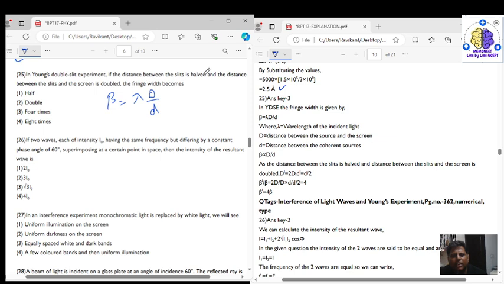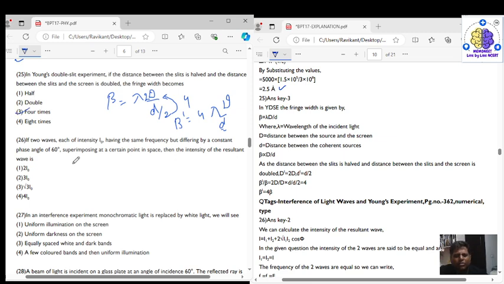Now they are saying that the distance between the slits is half, that is, this is being divided by 2, and the distance between the slit and the screen is being made double, so this is multiplied by 2. So this 2 will go up and it will become 4 times. So the new fringe width, beta dash, will be equal to 4 times lambda D by d. So the correct answer will be 4 times. So the correct answer for question number 25 is option 3, right?